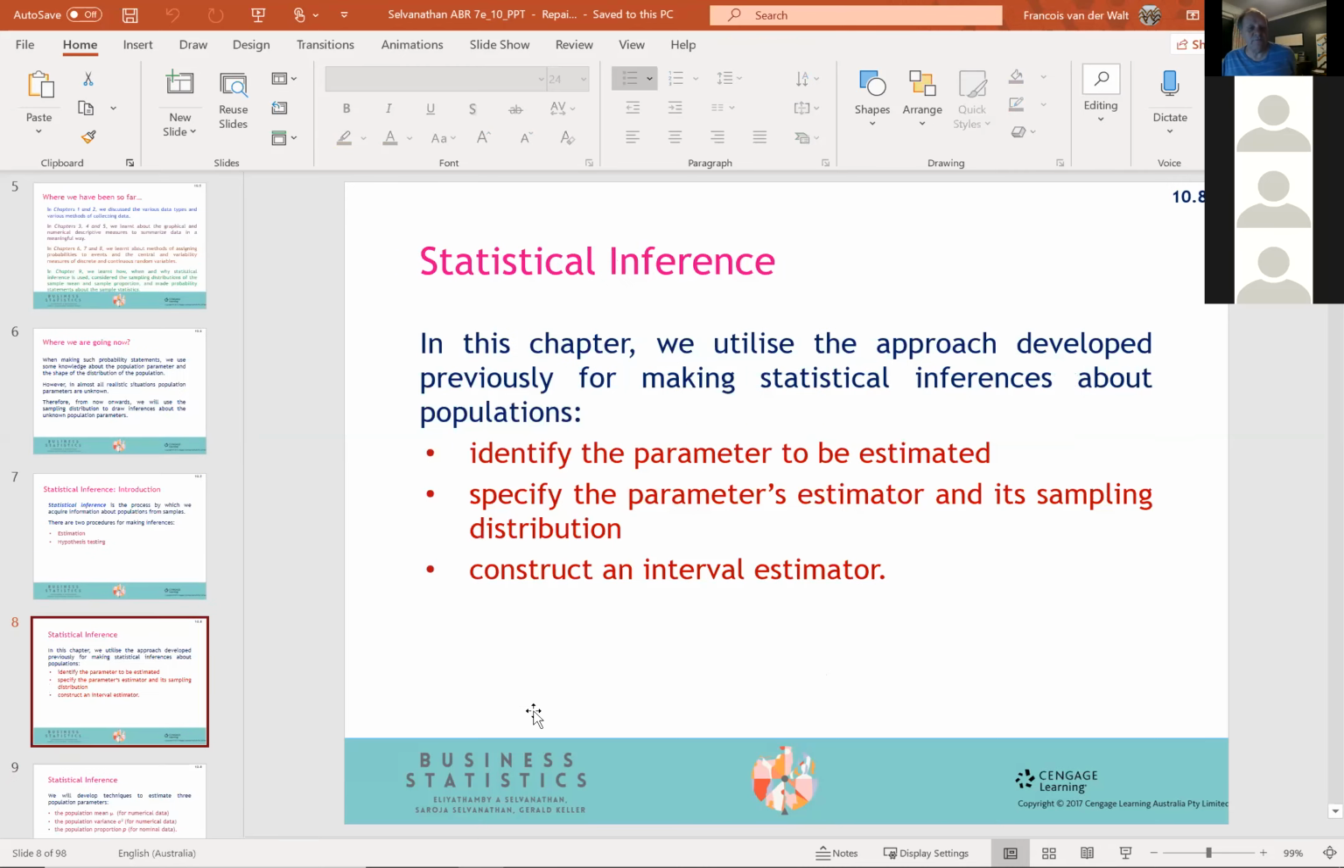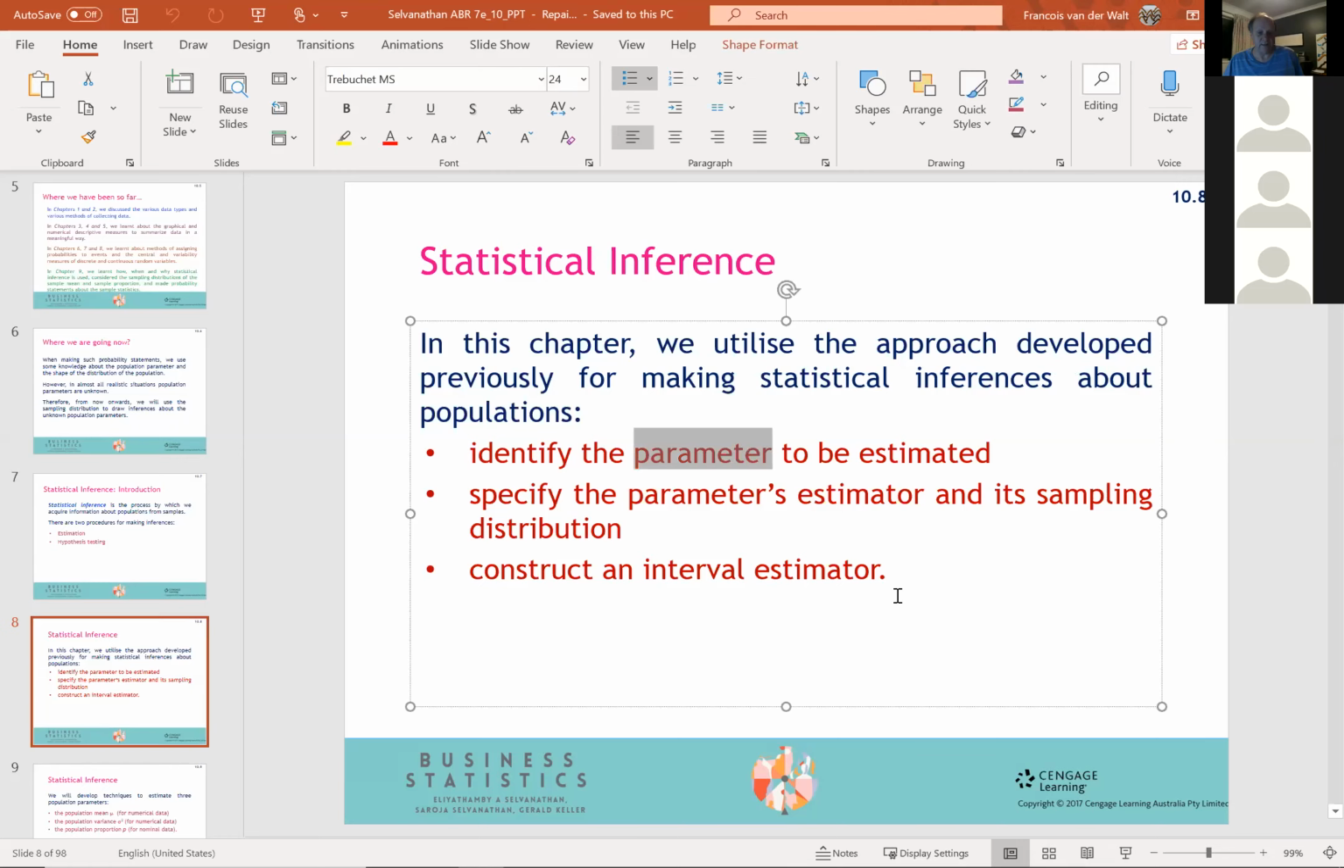Okay, statistical inference. This is the process: identify the parameter you want to estimate, specify how we are going to do it and the sampling distribution of it, and construct an interval. So that's the three steps. Decide what you want to estimate. In our case, I'm making the decision for you. We always want to estimate the mean or the average. In this course, we're not going to go beyond that. Estimate the mean of the population based on a sample, and then create an interval estimator. So that's sort of clear as mud, isn't it?